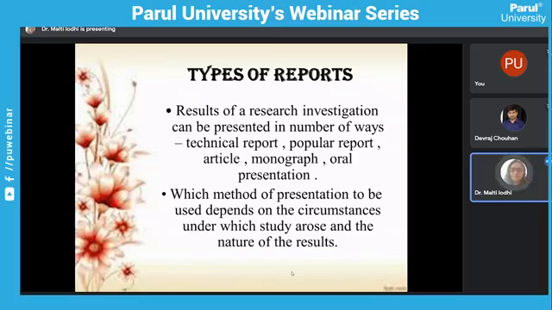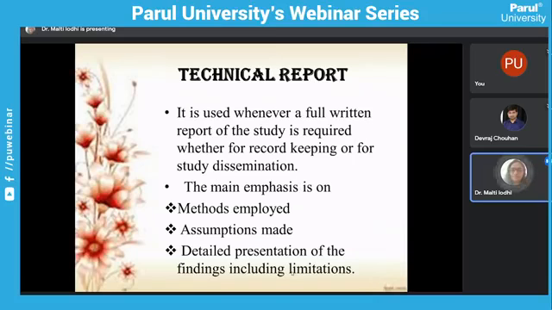Which method of presentation to be used depends on the circumstances under which the study arose and the nature of the results. Yes, definitely it depends on the nature of the study. Now we'll see the technical report. What is a technical report and what does it consist of exactly?